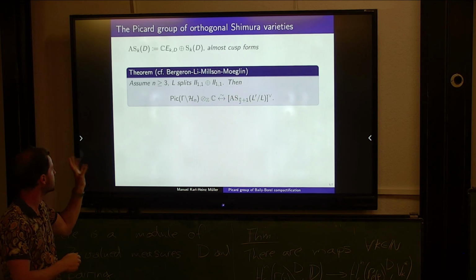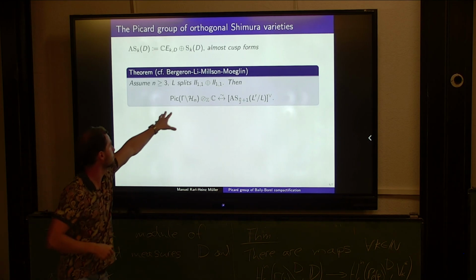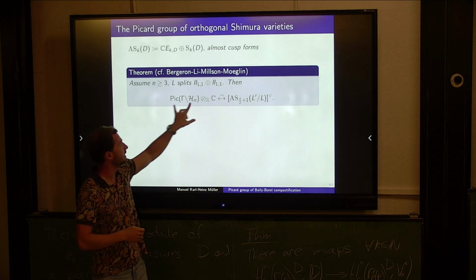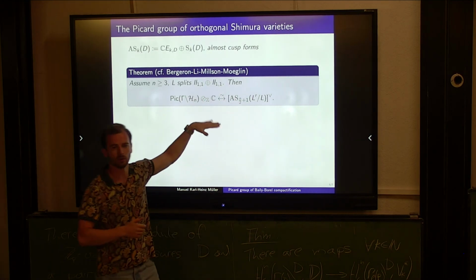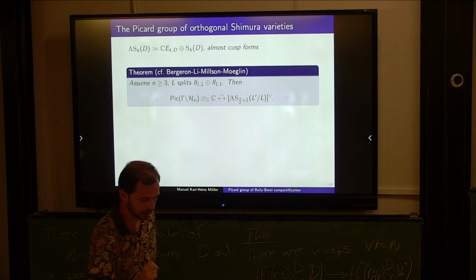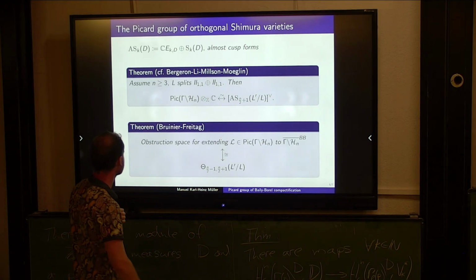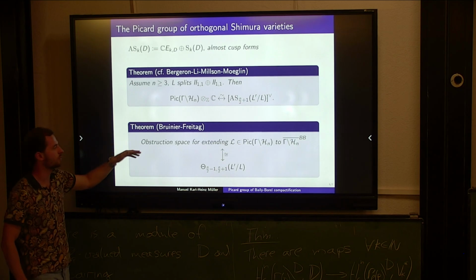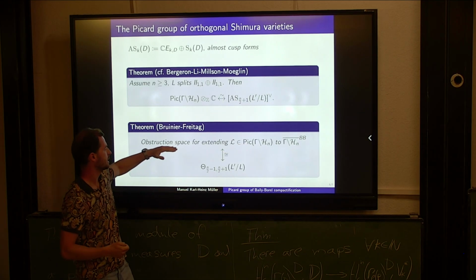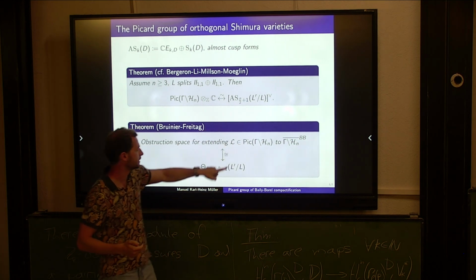And that says that if n is greater or equal than 3 and we split off two hyperbolic planes, then the Picard group of this Shimura variety, but this is just the inner part, not the compactification, complexified, is isomorphic to the dual of these almost cusp forms of a certain weight. And okay, then there's another result by Jan and Freitag, which says that the space of obstructions for extending a line bundle here to the Baily-Borel compactification is given by these theta series. So we have here rank n/2 minus 1, and then the weight is the same as here.